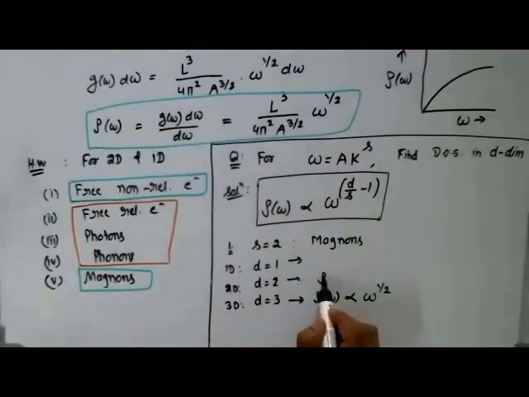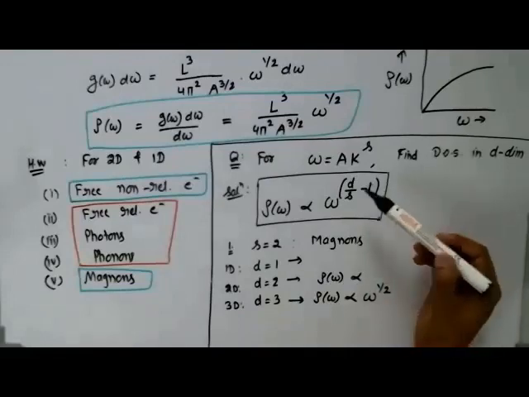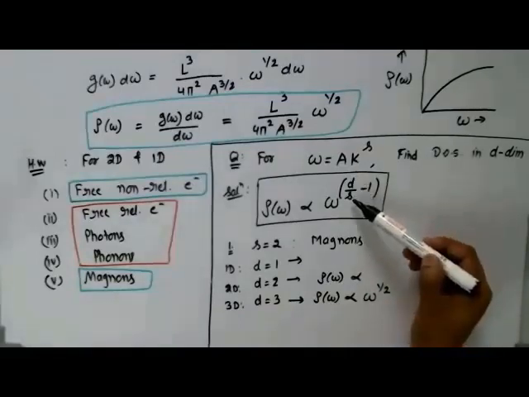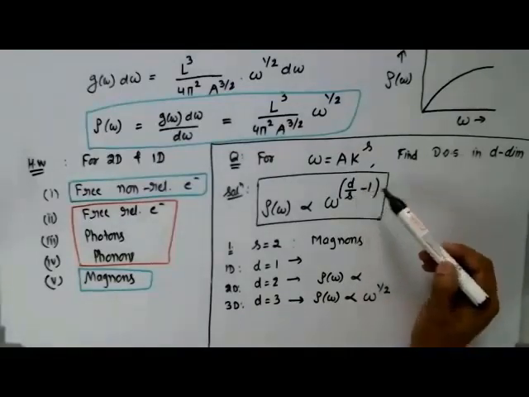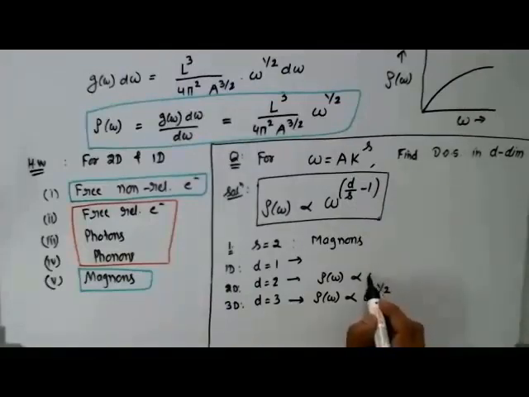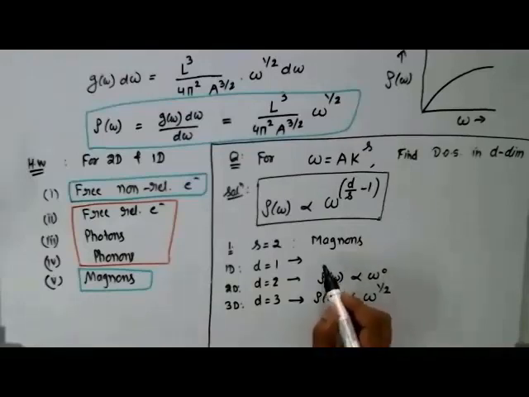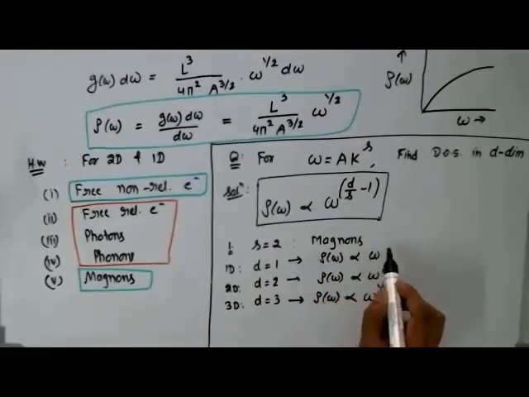Now in 2 dimension, what will this be? d becomes 2, s becomes 2, so that becomes omega to the power 0. And in 1 dimension it becomes omega to the power minus half.